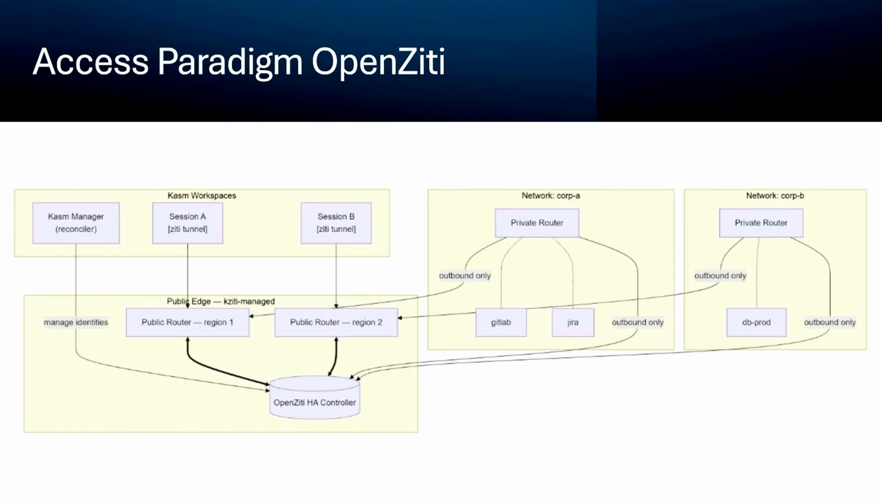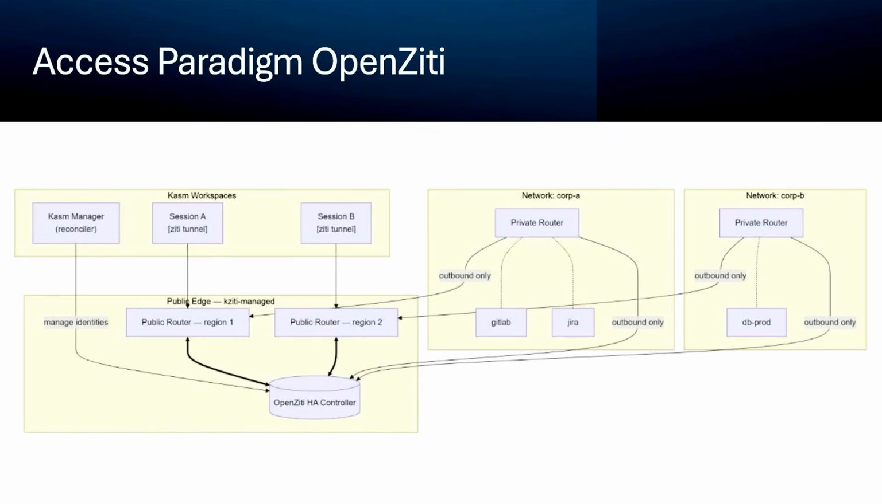The controller is the control plane. It holds all of the identities, services, and policies. Every enrollment, every access decision, every route lookup traces back to the controller. Nothing moves in the fabric without the controller's authorization. The controller doesn't carry any data plane traffic itself. It's a policy enforcement point, not a traffic bottleneck.